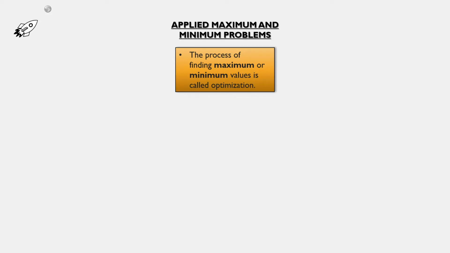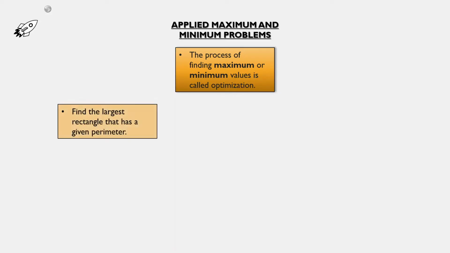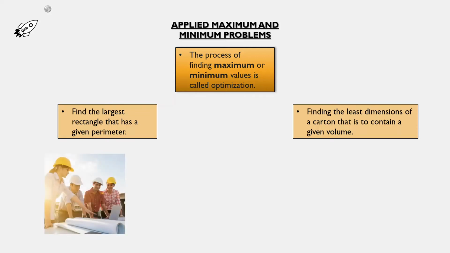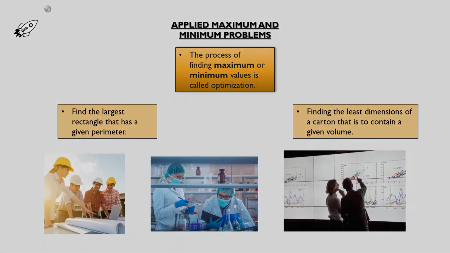Finding a maximum or minimum has its application in pure mathematics, where, for example, we could find the largest rectangle that has a given perimeter. It also has its application to commercial problems, such as finding the least dimension of a carton that is to contain a given volume. This application is commonly used in occupations such as engineering, scientists, and economists.